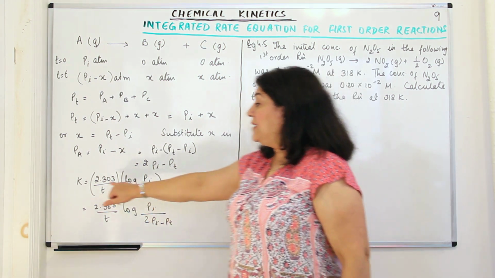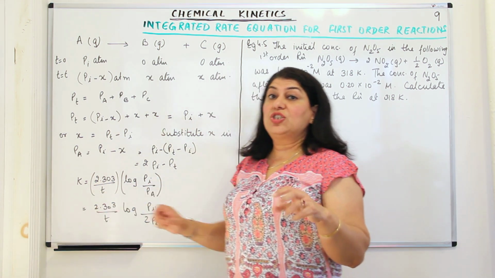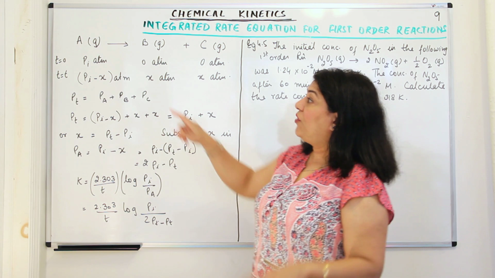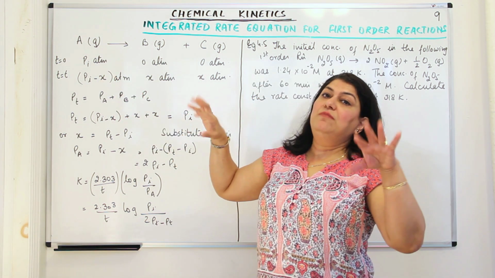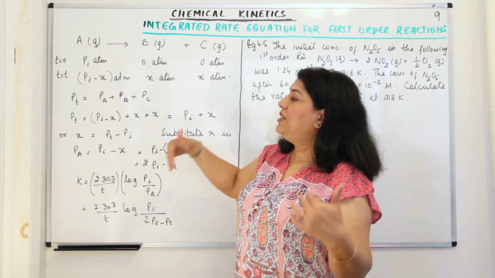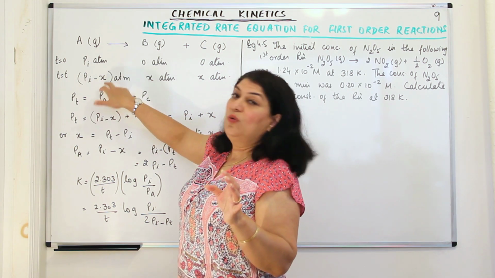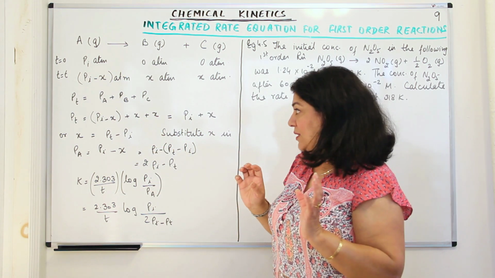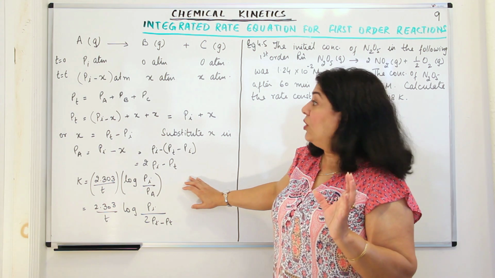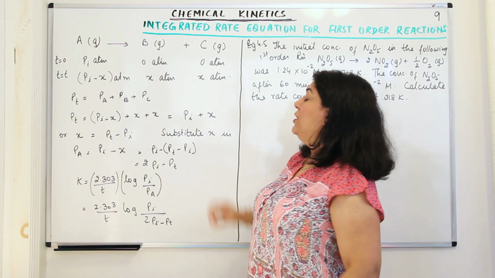But in the rate equation, we know that for calculation of the rate constant, you need the partial pressures of A at time 0 and at time T. That is, time 0 is T1 and time T is T2. So you must know the value of the partial pressure of A at both the times to use it to calculate the rate constant. But before that, let us just see numerically how we will do this.